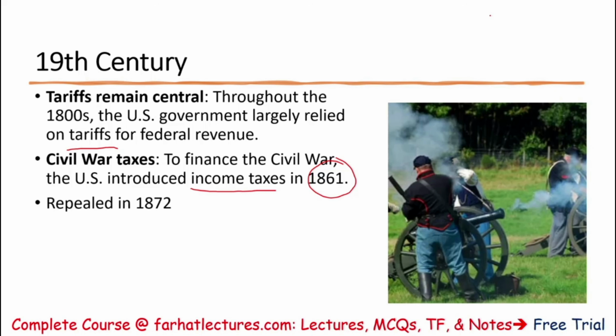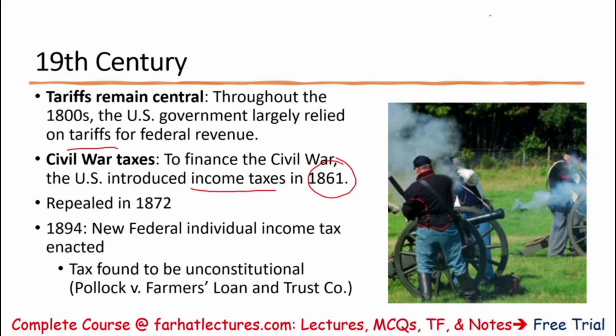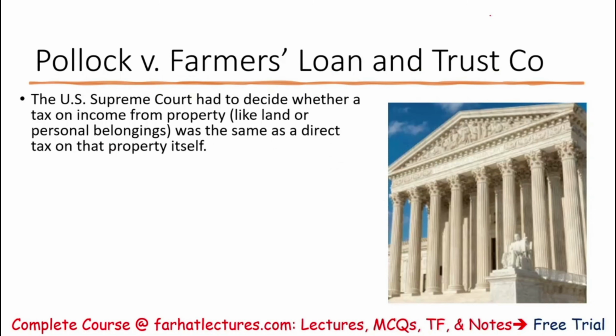Indeed, they repealed it. In 1894, a new federal individual income tax system was enacted, but it was found to be unconstitutional. There's a famous court case, Pollock v. Farmers' Loan and Trust, where the Supreme Court decided whether the income tax is constitutional or not. It was found to be unconstitutional. What was the issue? Why was it found unconstitutional?